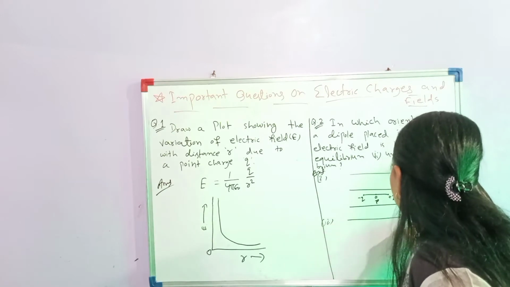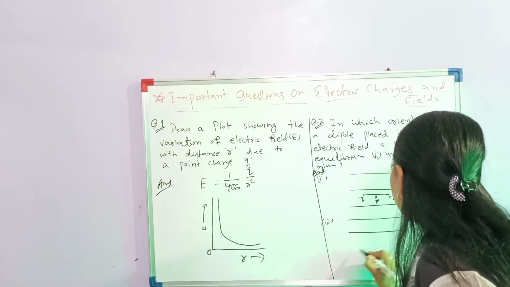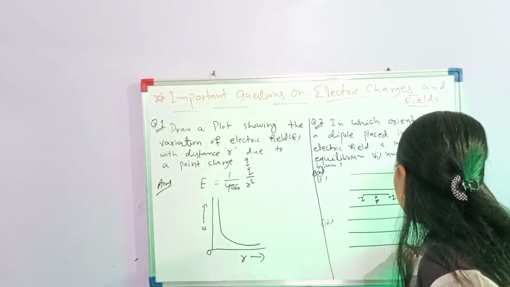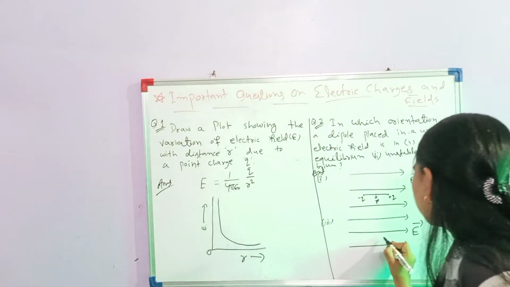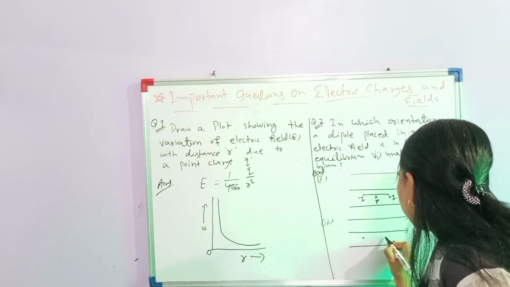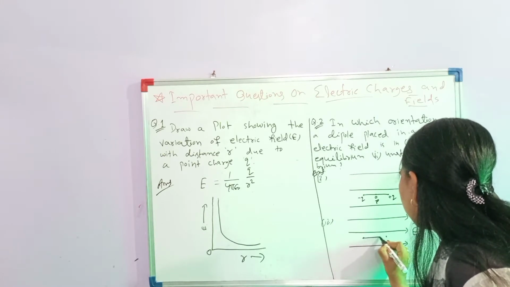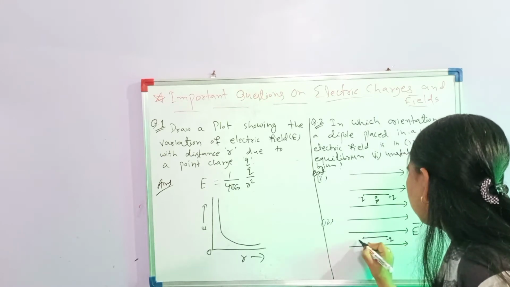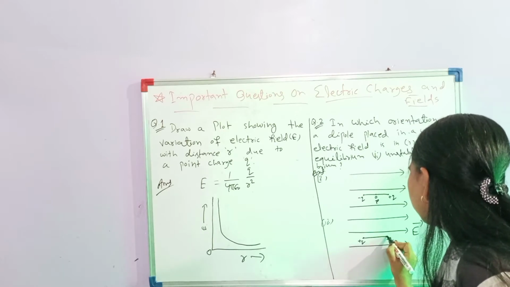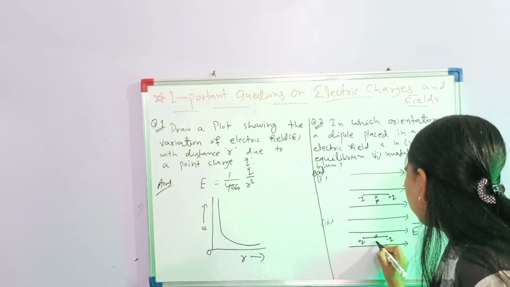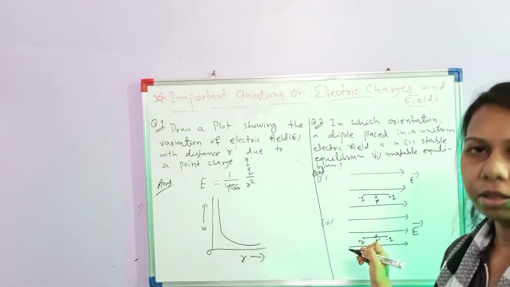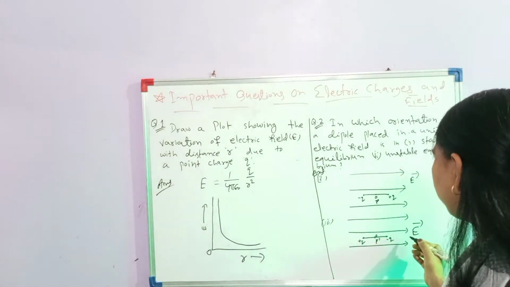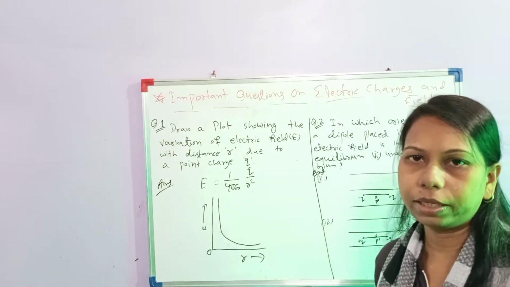So for unstable equilibrium, the position will be like this. This is the direction of E. This will be positive charge, this will be negative charge. This will be minus q, this will be plus q. This is the center of the dipole, and the dipole moment vector will be in opposite direction to the direction of electric field.